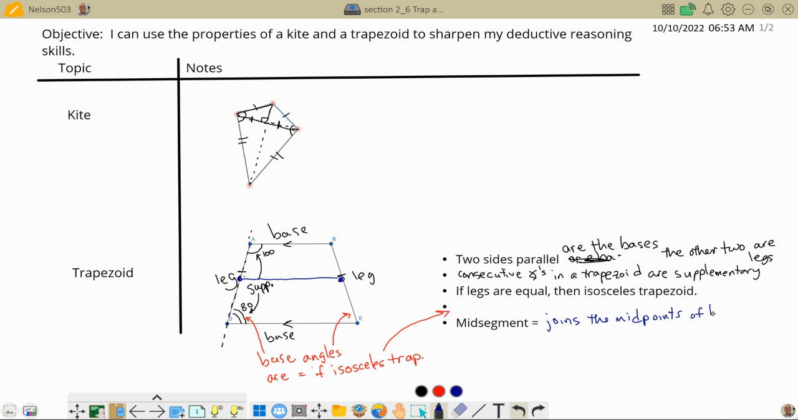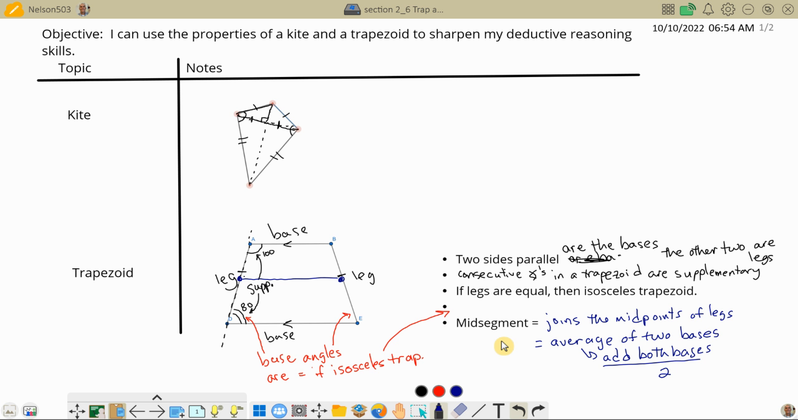And it's the average of the two bases. So what is an average again? It's where you add both bases and divide by 2. So let's look at some examples now.